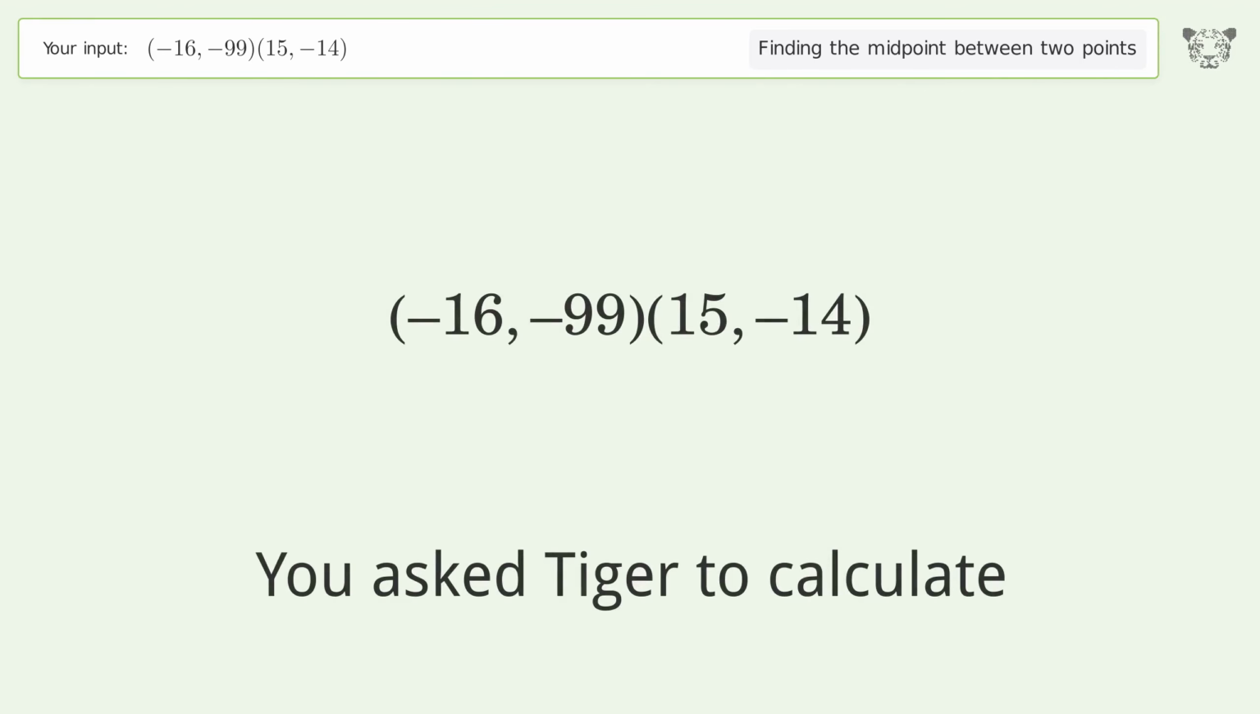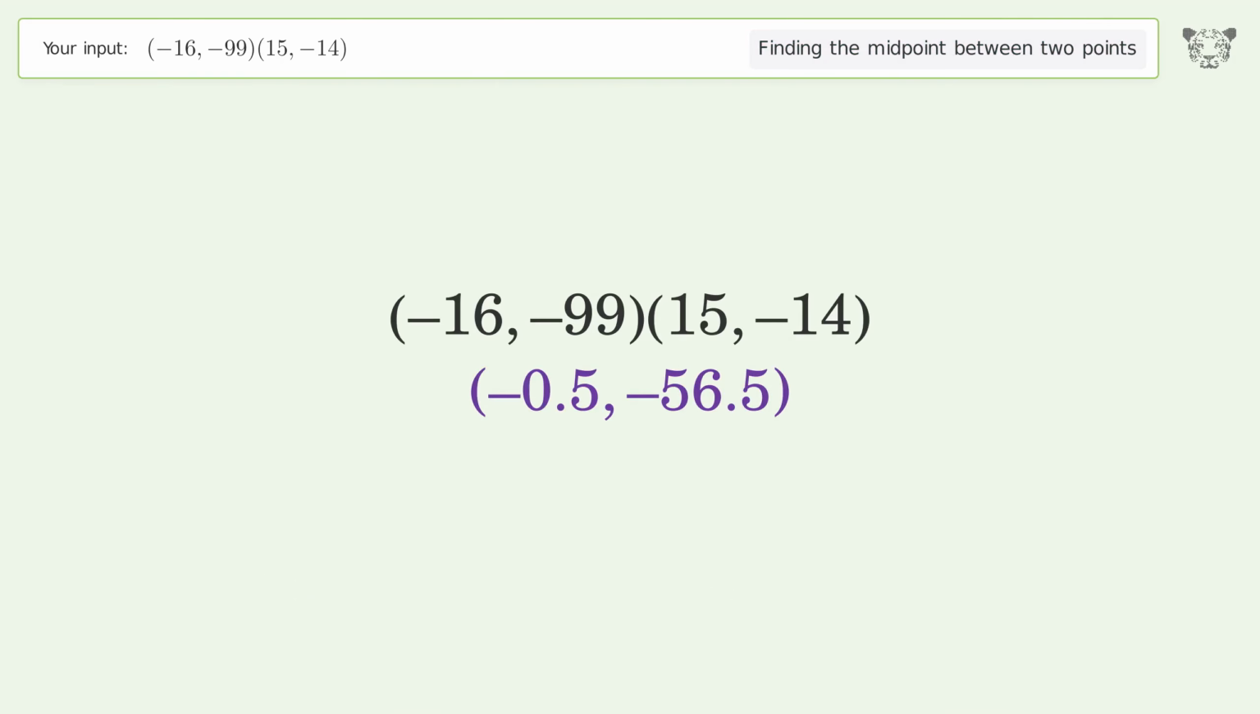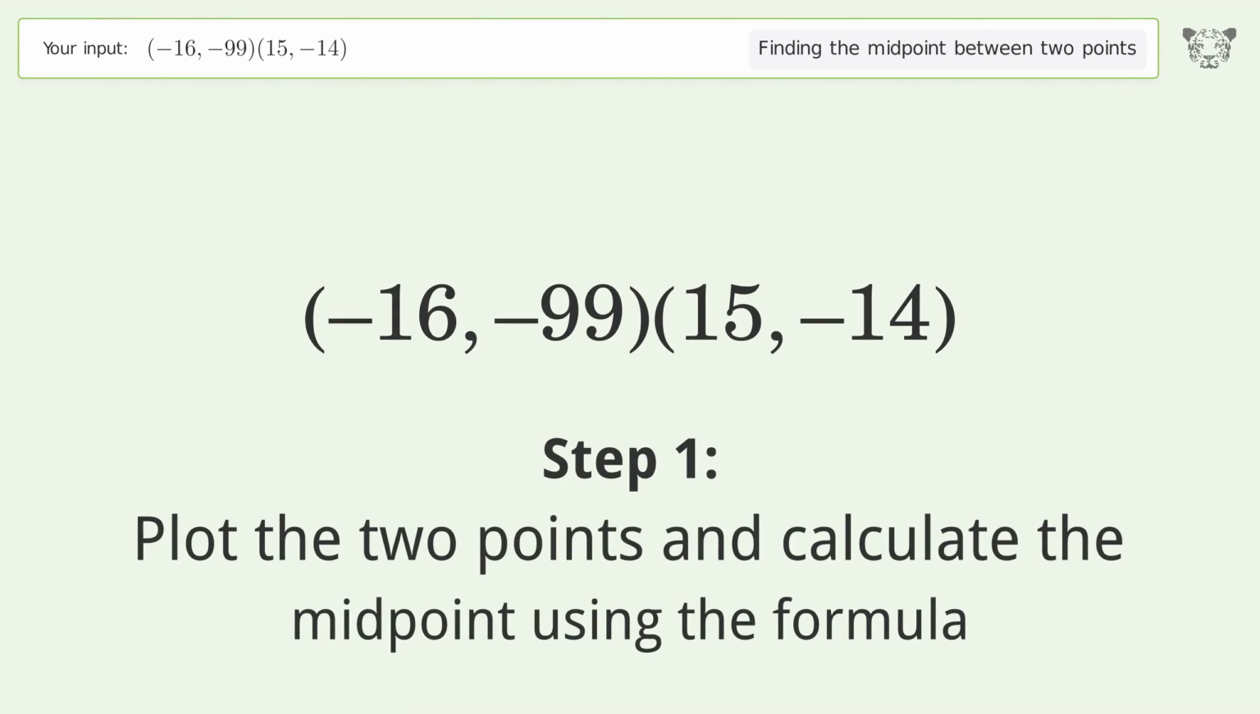You ask Tiger to calculate. This deals with finding the midpoint between 2 points. The midpoint between the 2 points is negative 0.5, negative 56.5. Let's solve it step by step. Plot the 2 points and calculate the midpoint using the formula.